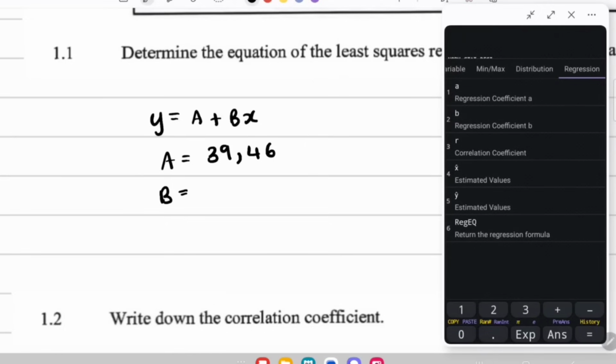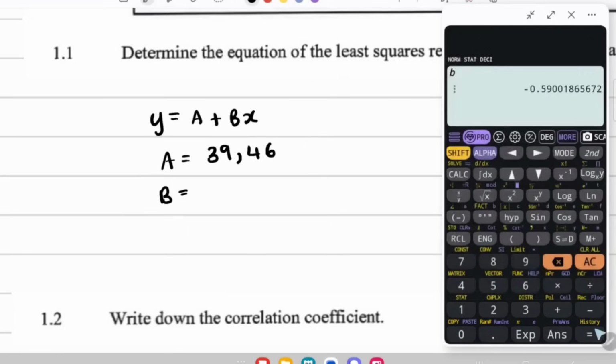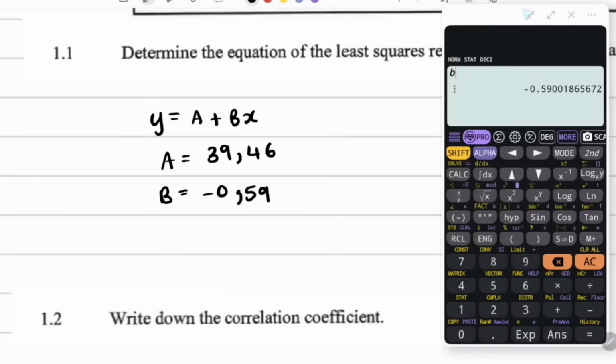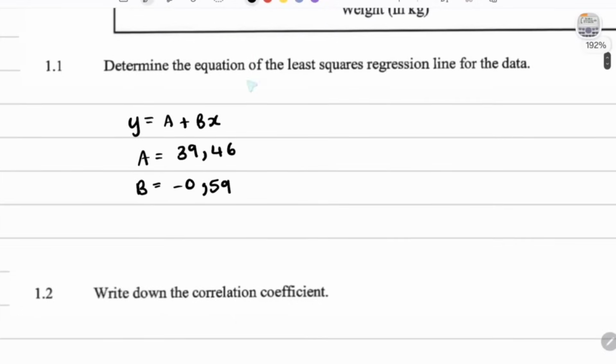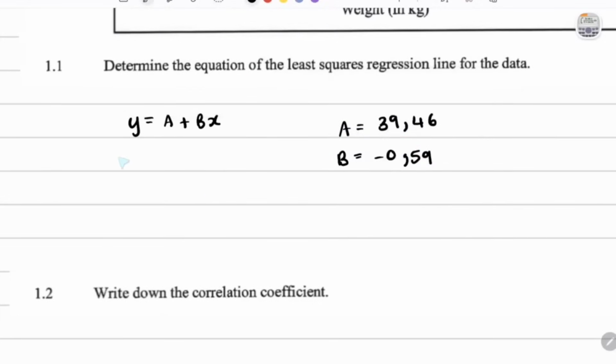And then again, go for option 5 for regression, and then we're going to go for option 2 for B. So B is equal to, and we get negative 0.59. Okay, so now that we know our A and B values, we're going to put that in the equation. So Y is equal to, our A value is 39.46, and our B value is negative. So you see that it's plus B, but it's negative, so it becomes minus. So minus 0.59x. And that would be our answer over there.